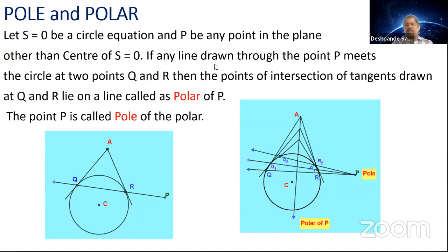So if a line drawn through P meets a circle at 2 points Q and R, then the points of intersection of tangents, this is a point of intersection of tangents, this is a point of intersection of tangents, this is also a point of intersection of tangents. So they are all lying on the same line, and that line is what is called the polar of P. So let us try to understand this.